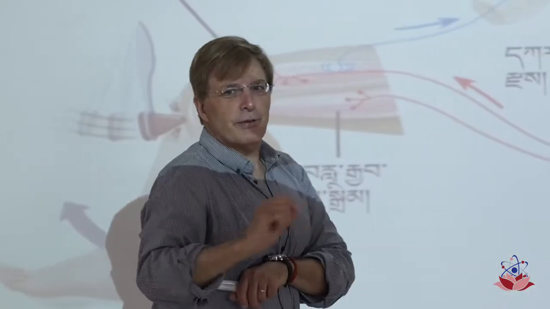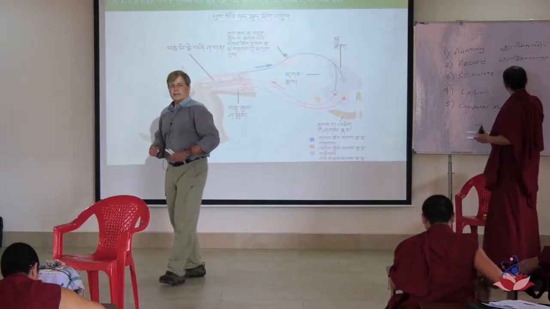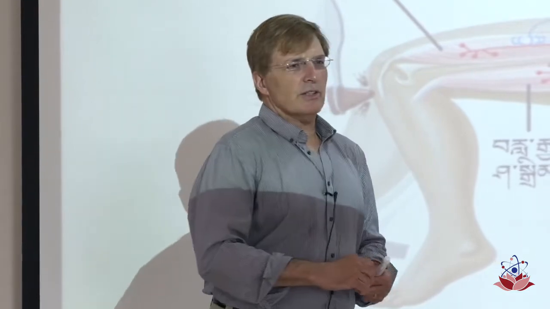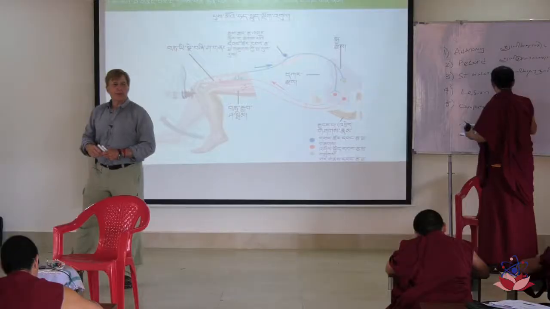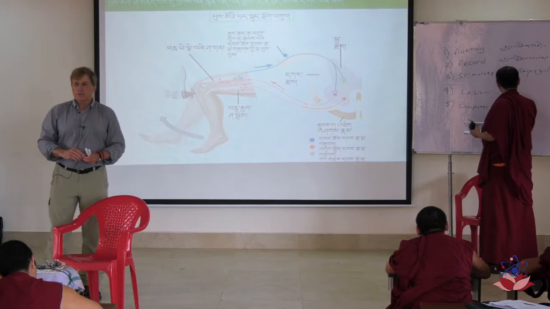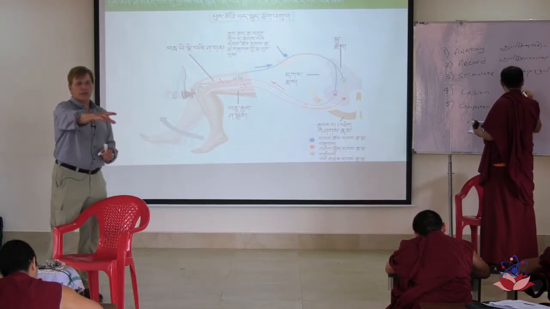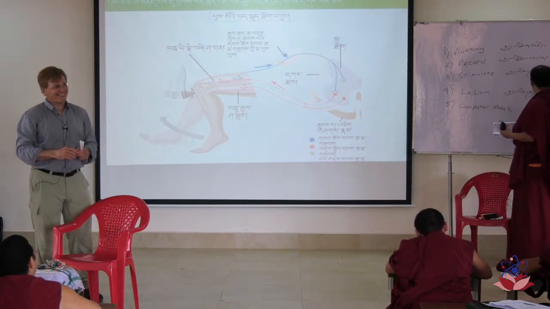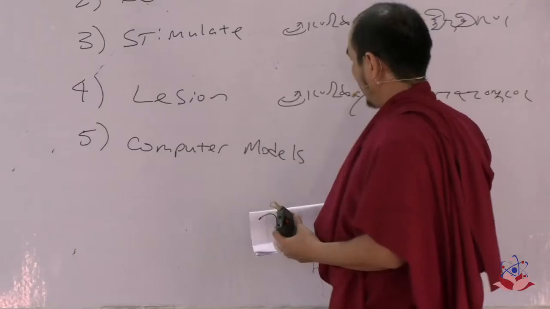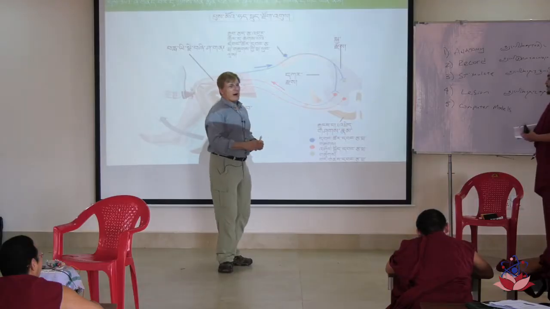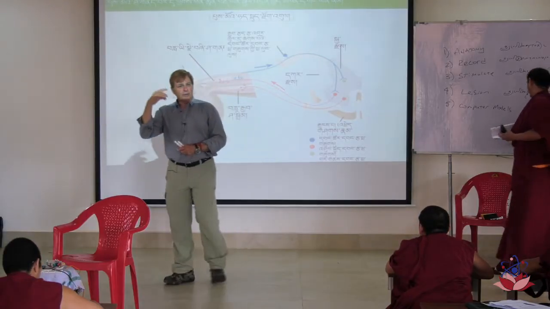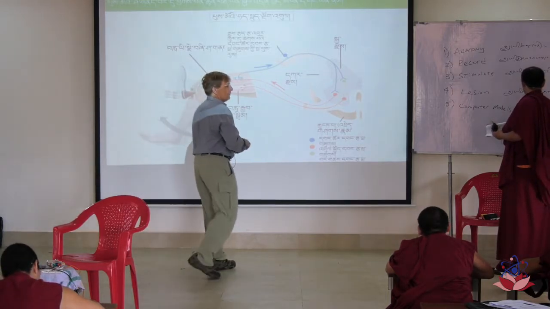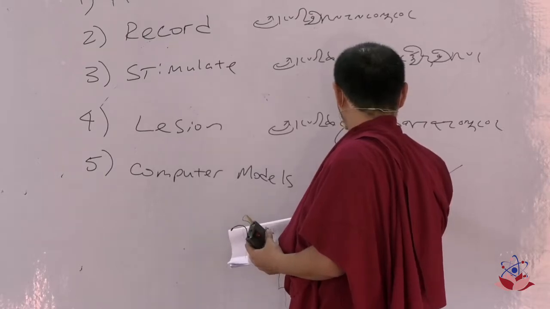Stimulation is you activate part of the brain, and that's what Paul's going to do over there. Lesion is if you remove part of the brain. We were going to have a station over here for that, but we didn't know if any of you wanted part of your brain removed. Computer models is using a computer to make a model of the brain. We're going to do that tomorrow? Tomorrow.